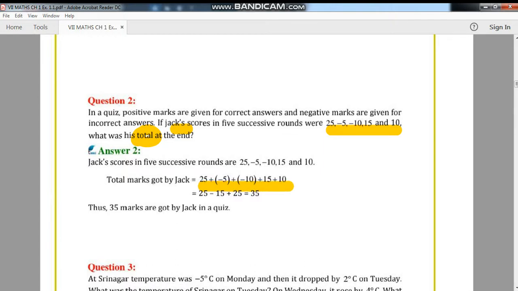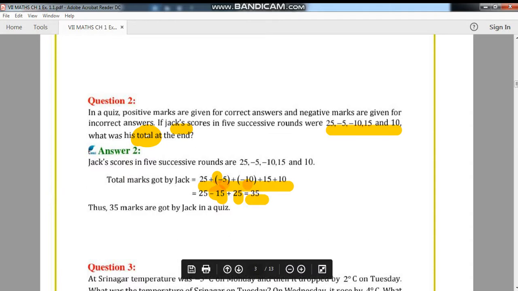Now always remember that when you are writing the negative integers, you have to put them into brackets. Now minus 5 minus 10, we have already seen in part 1 that minus minus will become plus. So minus 5 minus 10 will become minus 15. Now 25 minus 15 is 10. 10 plus 25 is 35. So at the end he has scored 35 marks.